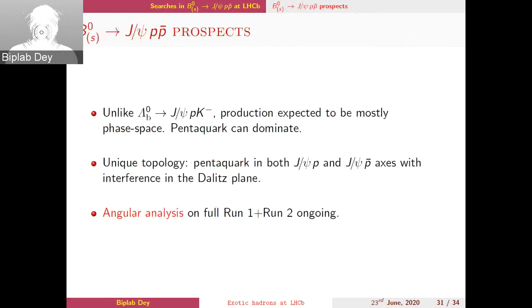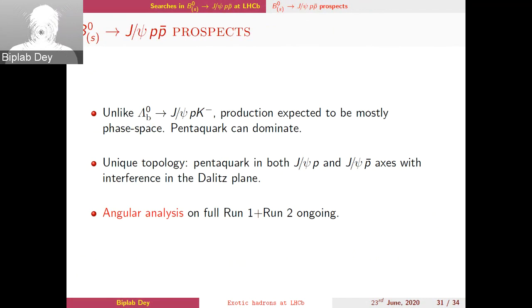The other thing about this mode is that, remember, unlike Lambda b, which is a decay, this production mode doesn't have physics backgrounds, because there are not really that many mesons that decay to p p-bar. So it's mostly a non-resonant phase space production mechanism. So if you have a pentaquark, that would really dominate.